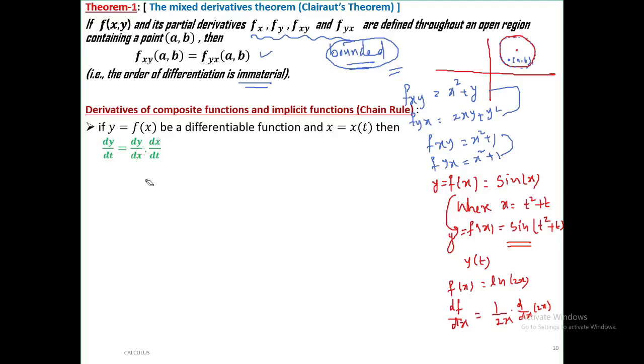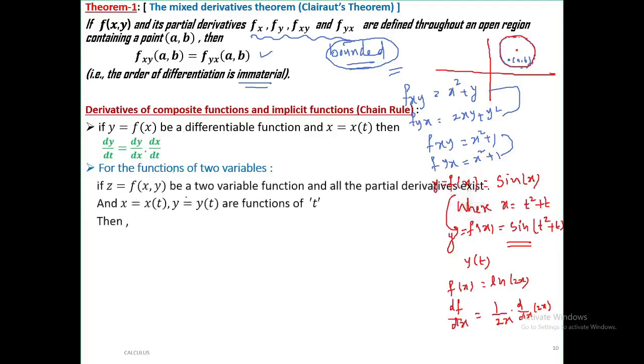Okay. Similarly, next one, for the function of two variables; this is function of one variable. If z is equal to f of x, y, a two variable function and all the partial derivatives exist, and x is x of t and y is y of t, so both are functions of t, then how to proceed? dz by dt. Now overall z is a function of t, because x is a function of t, y is a function of t.